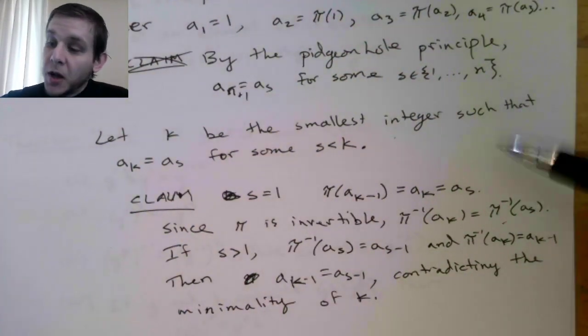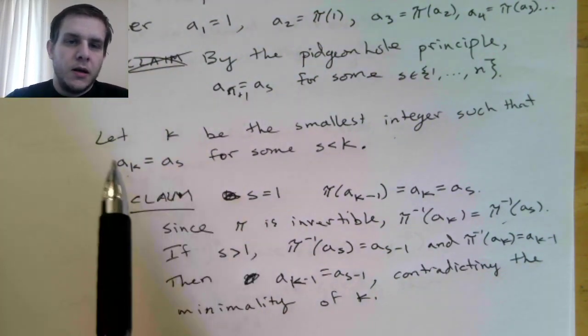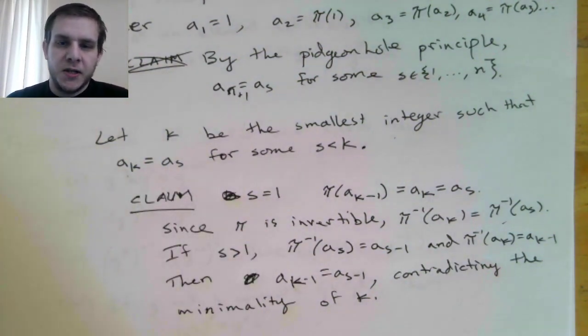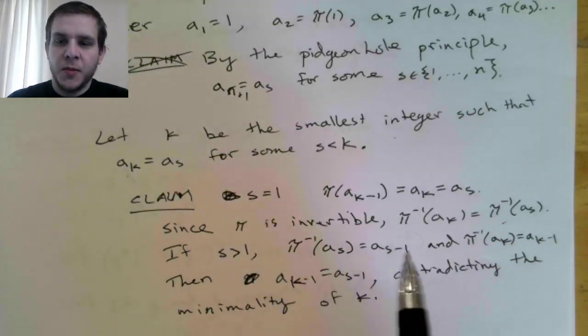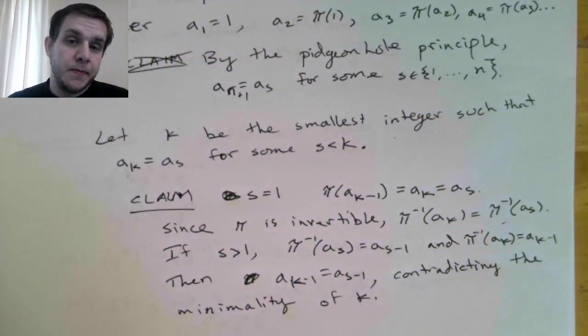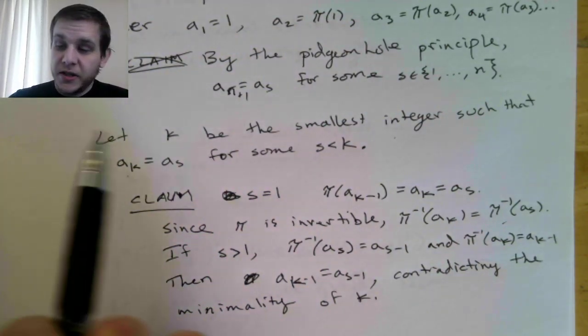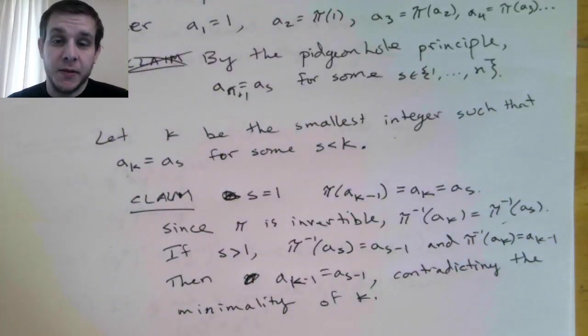All right, k was the smallest integer such that a_k was equal to something smaller than it. And if s were bigger than 1, I could apply pi inverse to both sides and get that a_{k-1} is equal to a_{s-1}. And this contradicts the minimality of k, because then a_{k-1} is also equal to a_{s-1}.